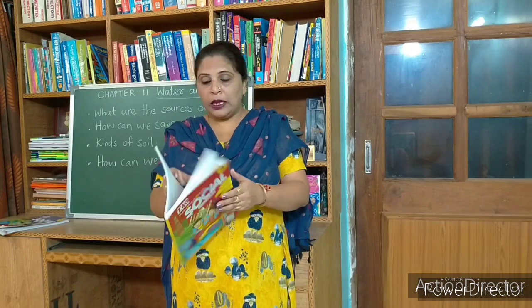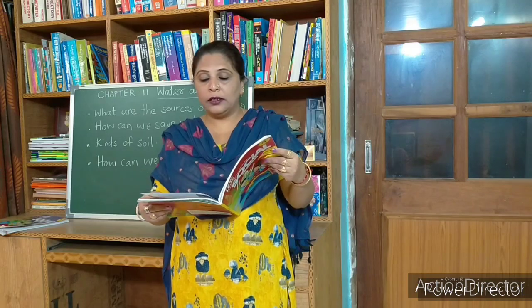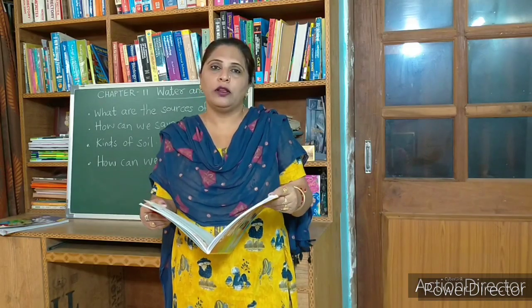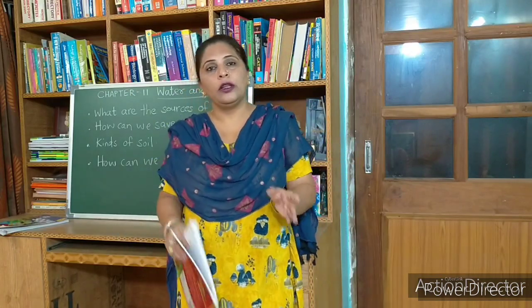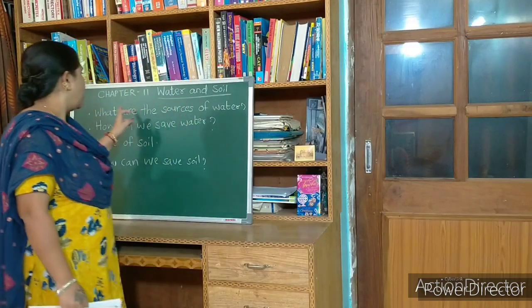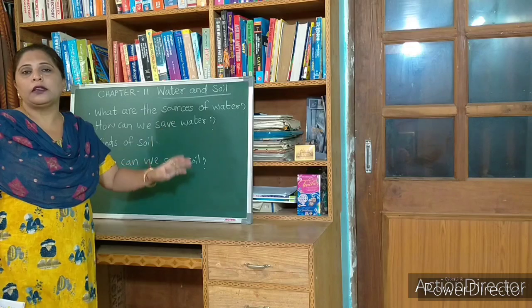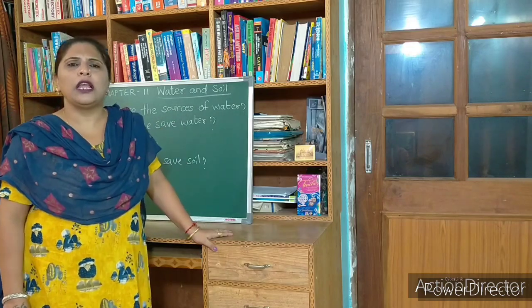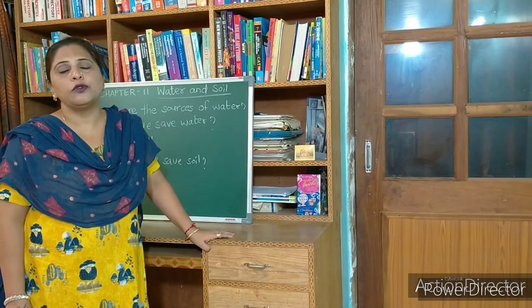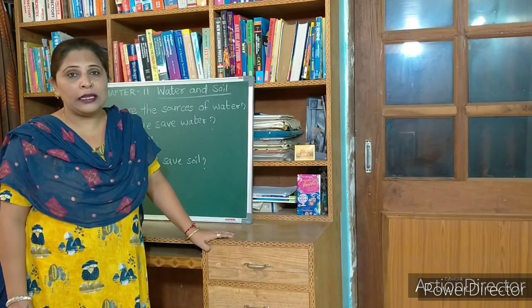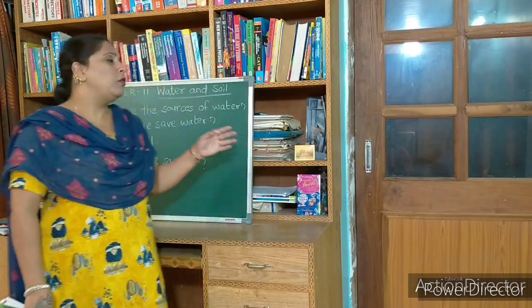All of you take out your page number 73, and the topic is water and soil. As the topic suggests, we are going to learn about water and soil. Here you see, we are going to learn what the sources of water are. As you may know, the sources of water are rain and rivers, and there are artificial sources like wells, tanks, reservoirs. We are going to look at every aspect of water.